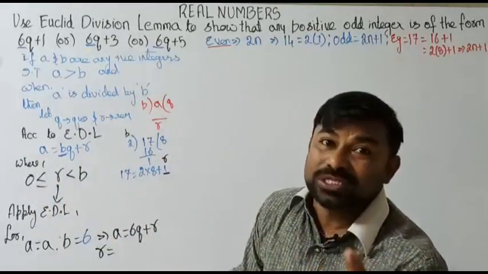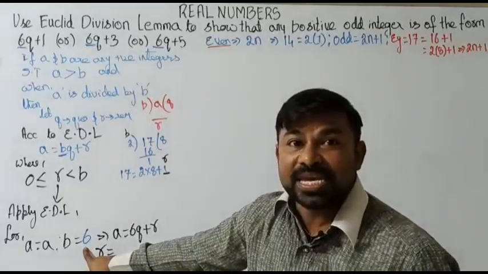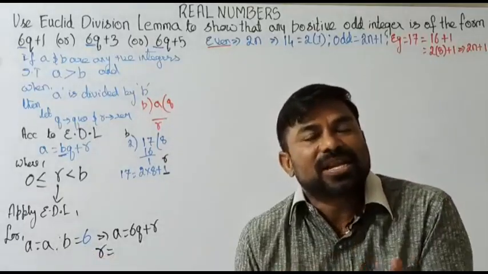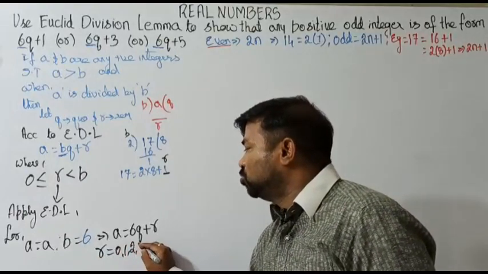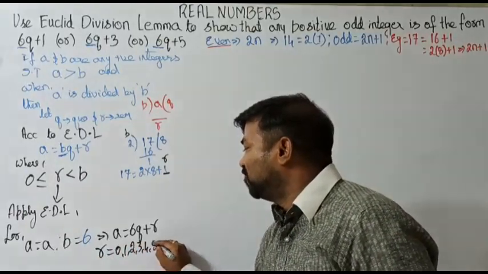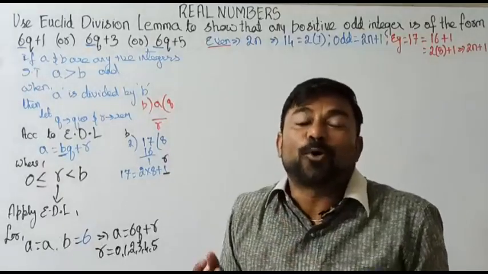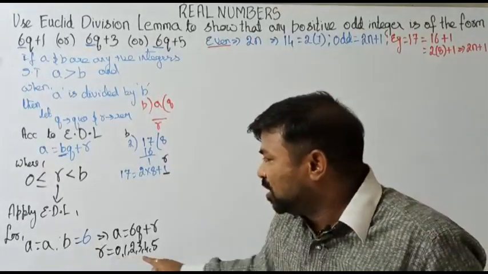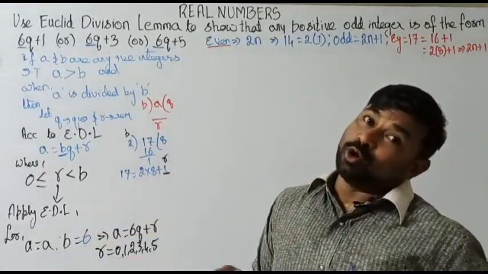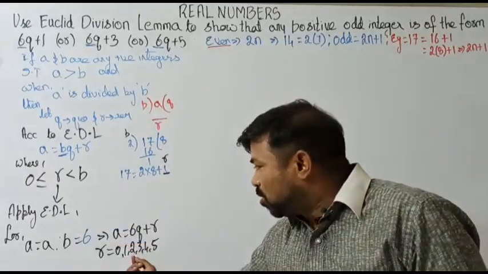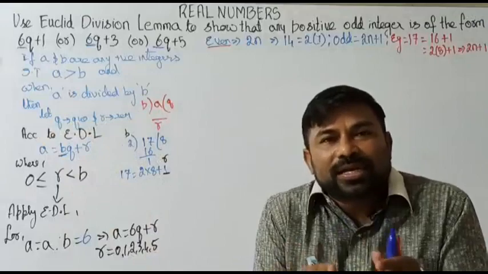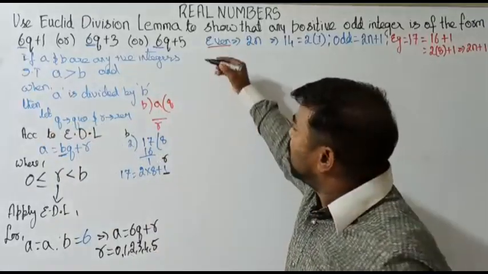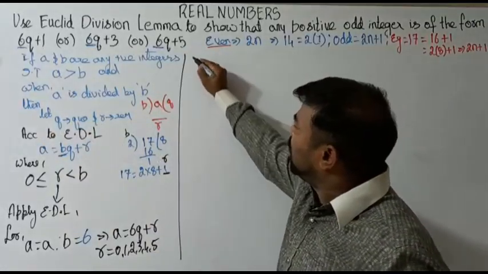b means the number by which we divide. What is the number b here? 6. What are the numbers less than 6? Starting from 0, 1, 2, 3, 4 and 5. These are all the possible remainders. All the numbers which are less than 6 are the possible remainders. So now let's pick one by one and see the division, and see whether they are even numbers or odd numbers. Let's go for case 1.